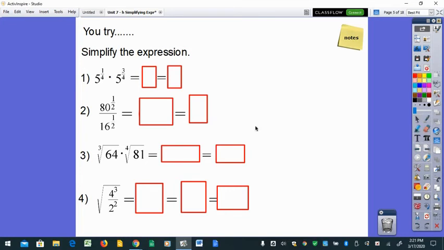Okay, so hopefully you've tried these 4. Common base, multiply. We're going to write the base and add the exponents. And 1/4 plus 3/4 is 4/4, which is 1. So I've got 5.